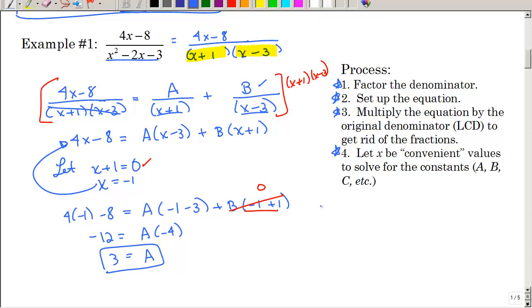We now have a, now we need to find b. So we're going to let x minus 3 equal 0, this other denominator. So let's let x equal 3. And again, we're going to come back up here to our equation and put in 3 everywhere there is an x.